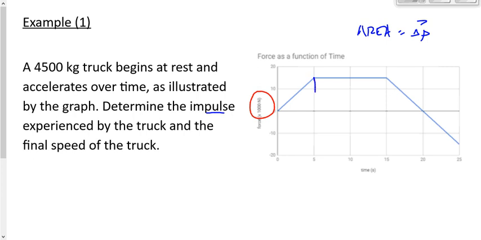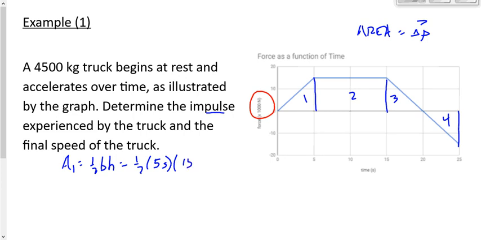There are 4 sections in this graph, 4 different shapes here. 1, 2, 3, 4. I'm going to say A1, area 1, is 1/2 base times height, because it's a triangle, right? The base is 5. And the height is what? Looks like it goes to about 15. Is that right? Yeah? 15,000. Watch that unit. That gives me a number here of 37,500, and the units would be Newton seconds.